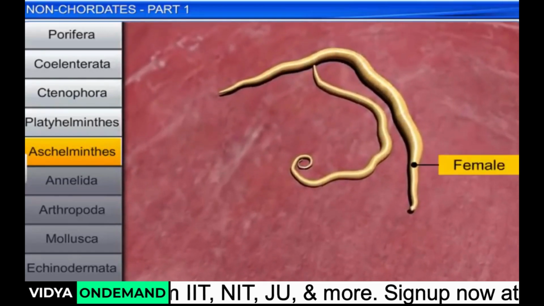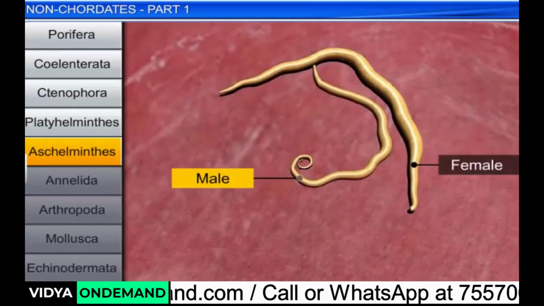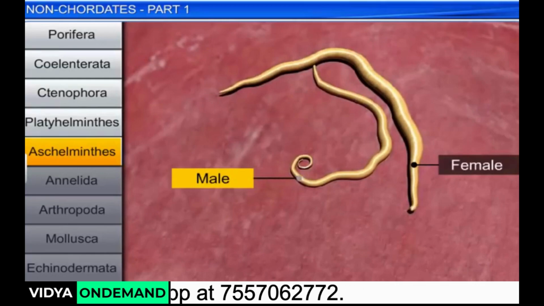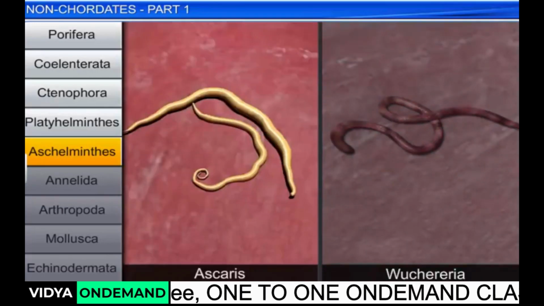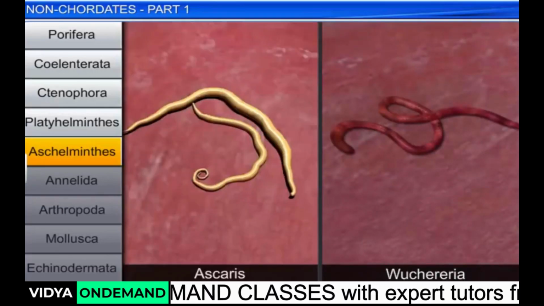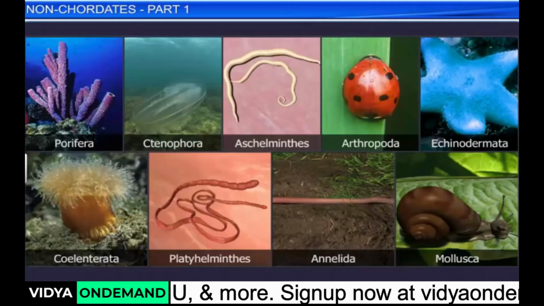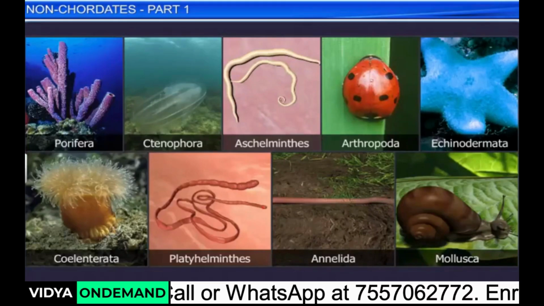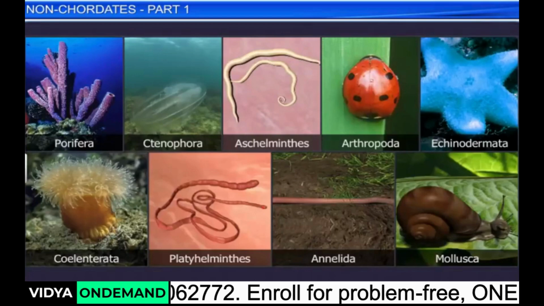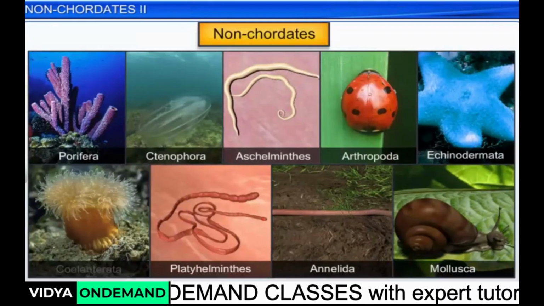Roundworms are dioecious, and the females are usually longer than the males. Fertilization is internal, with direct or indirect development. Ascaris and Wuchereria are common members of this phylum. We studied how non-chordates are classified into different phyla on the basis of certain morphological and anatomical features. Let's take a look at the important characteristic features of these phyla.